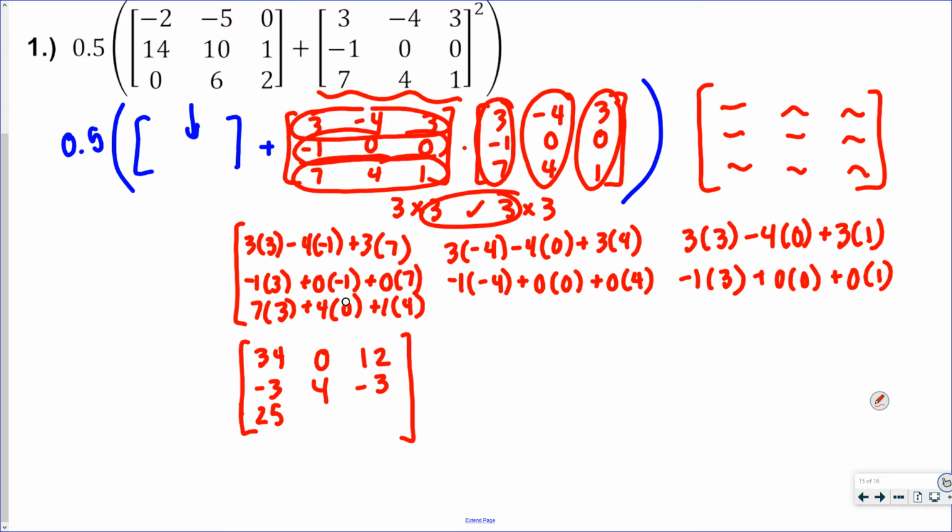Oh, I did the wrong way. I literally have to circle them and erase them. 7 times 3, 4 times negative 1, 1 times 7. That would give me 24. 7, 21, 28 minus 4. There we go, 24.